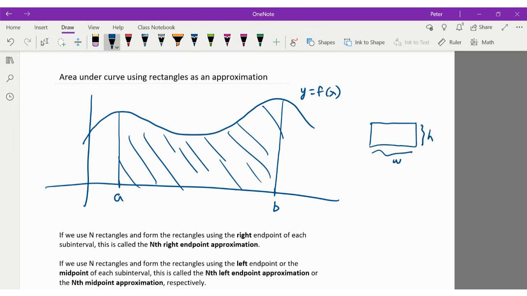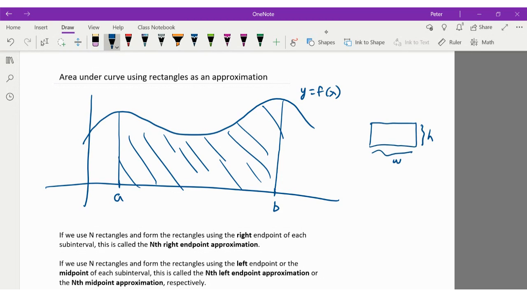So what we're going to start off by doing is finding the area by approximating it with rectangles. That's obviously not where we're going to end up. The whole point of calculus is we're going to be able to find the exact area, but we get there by starting off with what the approximate area looks like.